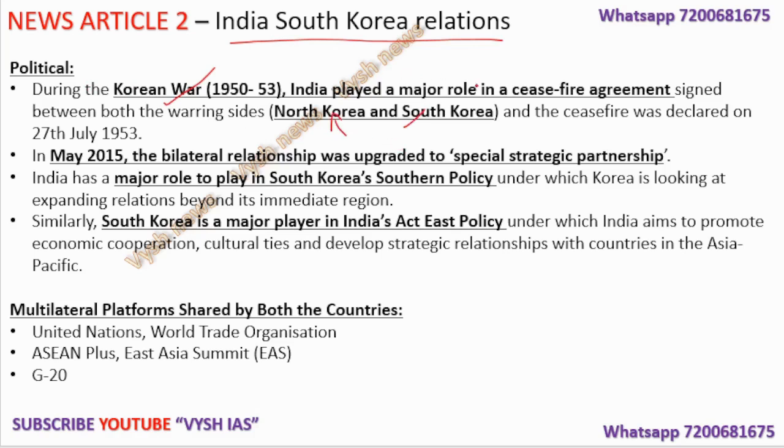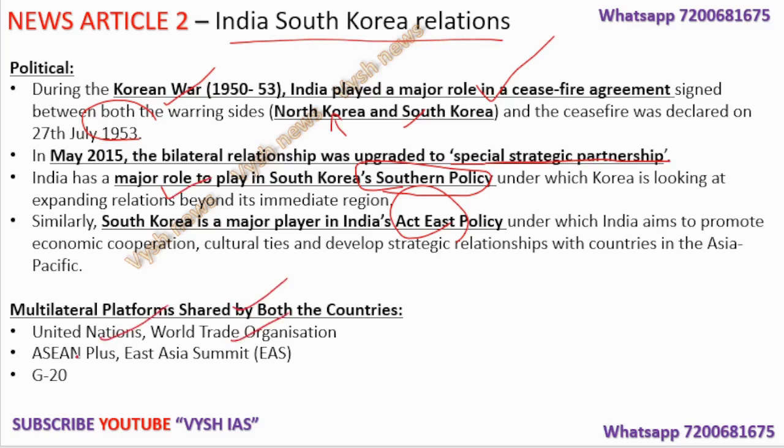So India played a major role in the ceasefire agreement so that they come to peace and then divide into two countries. India played a major role, and in 1953 they made that peace agreement. After that, in May 2015, our relation improved, and we made a special strategic partnership. Like India has the Act East policy, South Korea has something called the Southern policy, in which they deal with all the countries in the South, including India, and India is an important member of that.